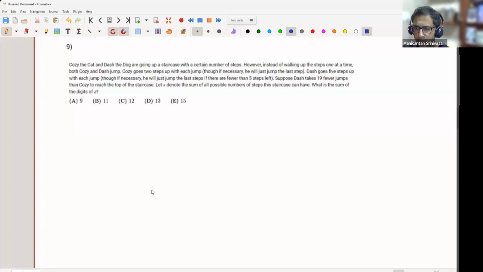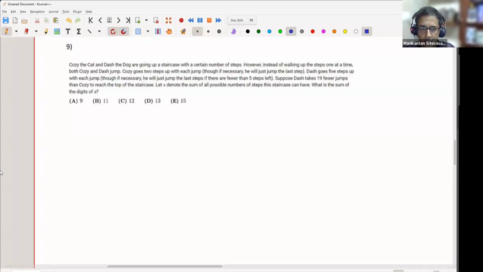Okay. All of you went through the problem. The question makes sense, right? There's no doubt about the question. So what's happening here? We have some number of steps. Let's say the number of steps is n. The cat is taking some number of jumps and the dog is taking some number of jumps. Let's say the cat is taking a total of c jumps, and the dog is taking d jumps.